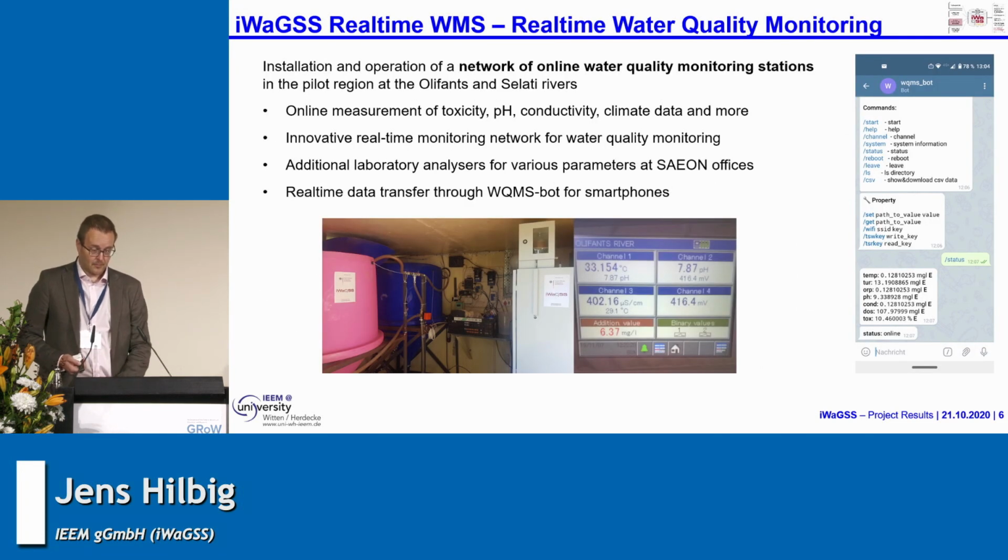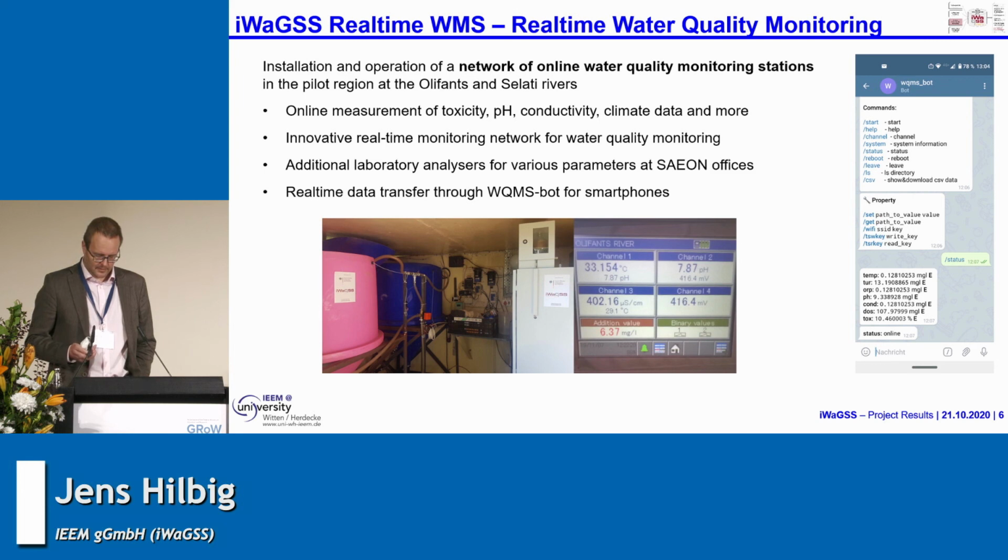Then we've got a real-time water quality monitoring network, which is linked to the system, and several parameters like toxicity, pH, conductivity, and so on are monitored. And by combining these monitoring data with the flow conditions from the modeling or the risk assessment, it is possible to predict the distribution of pollutants or to track back possible sources of pollution.